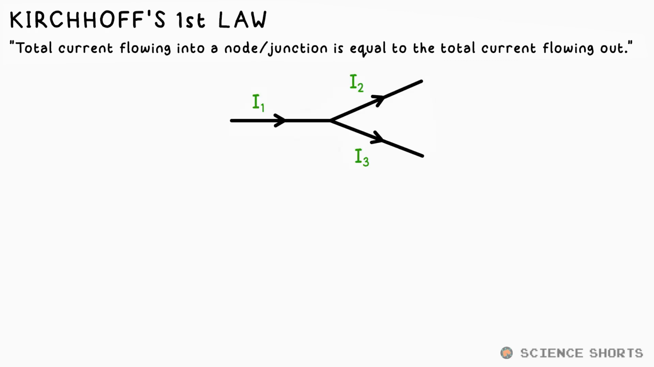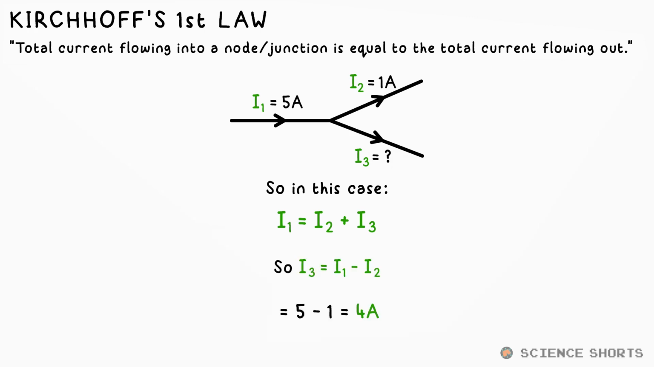When 3 or more wires meet, there will be current flowing in and out. If we know which way the current is going in each wire, we can just equate the currents in and currents out. So in this case, I1 equals I2 plus I3. So if I1 is 5 amps and I2 is 1 amp, that must mean I3 equals 4 amps.